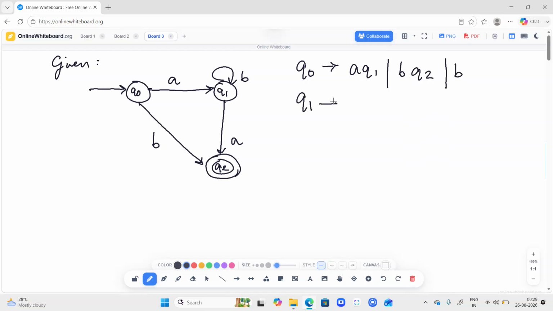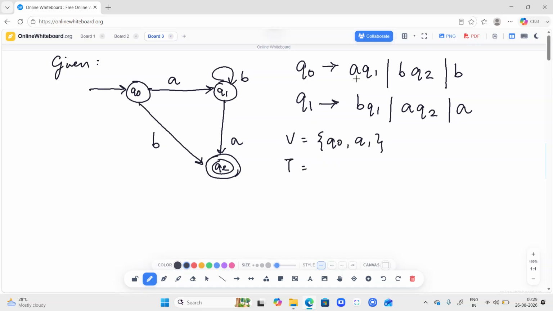Then moving on to transitions of Q1 state. Q1 on b is a self loop. Q1 on a takes you to Q2. And because Q2 is a final state, I will denote this using single a. Now for Q2, if you observe, there are no outgoing transitions, so we will not be writing any production rule for Q2.